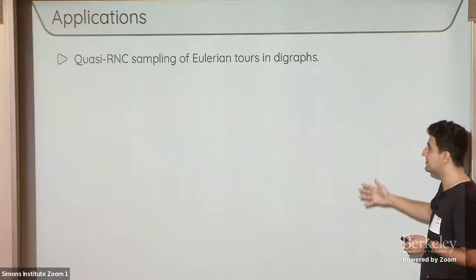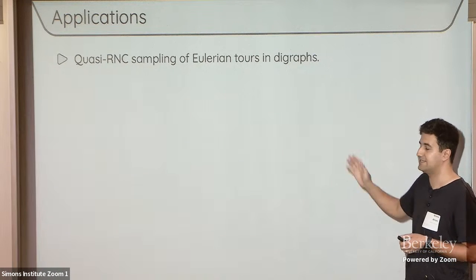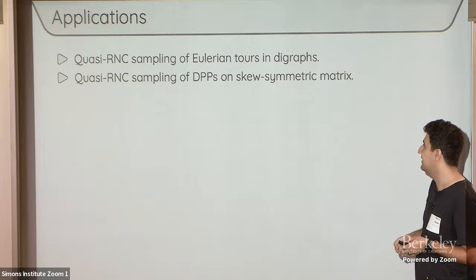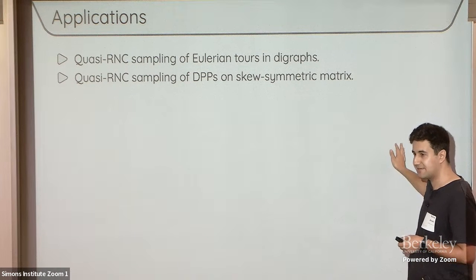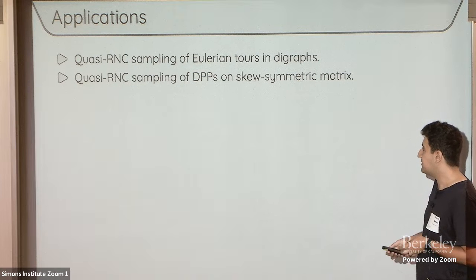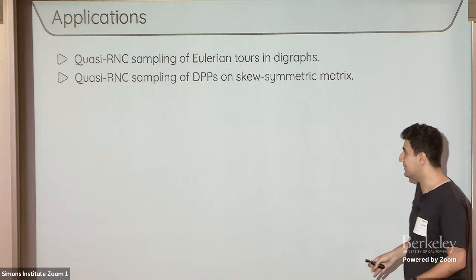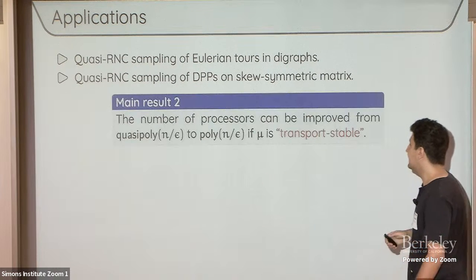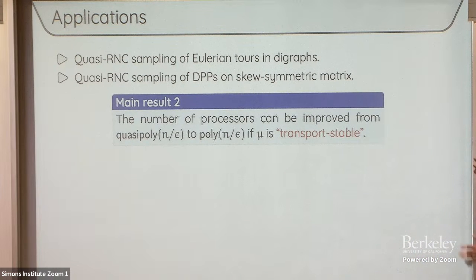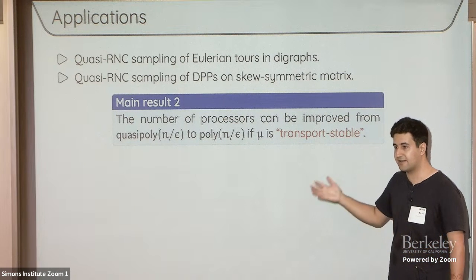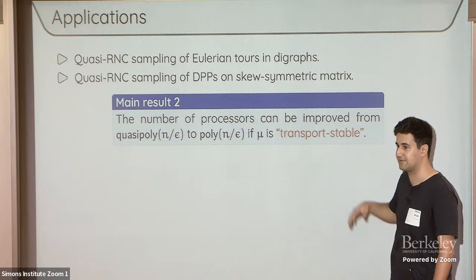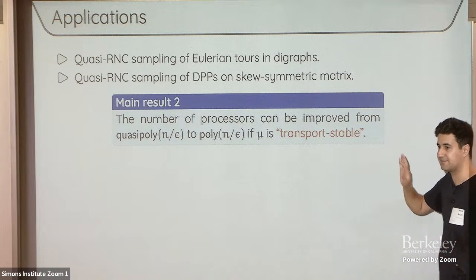So this main result gives you a quasi-RNC sampling algorithm for Eulerian tours. It gives you a quasi-RNC sampling for DPPs defined by a skew symmetric matrix. But actually, we tried really hard to remove this quasi from all of these. We were able to do this in this paper for distributions that satisfy something stronger than the covariances being bounded, distributions that I call transport stable. So I'll define transport stability later.